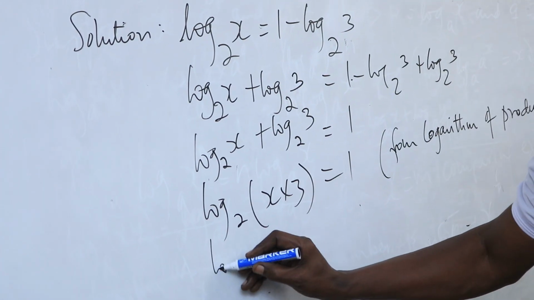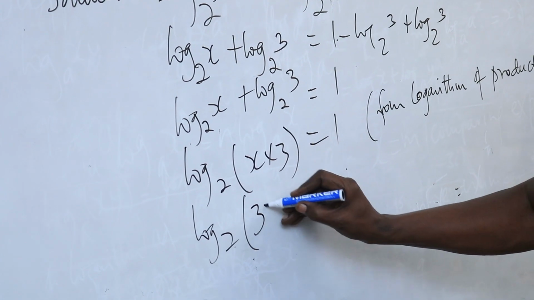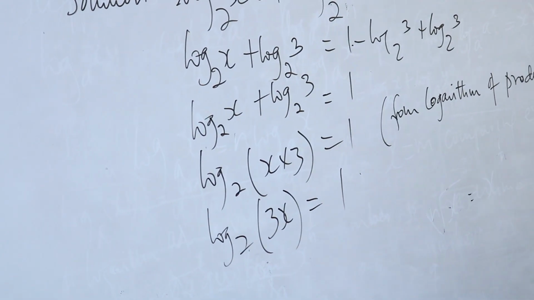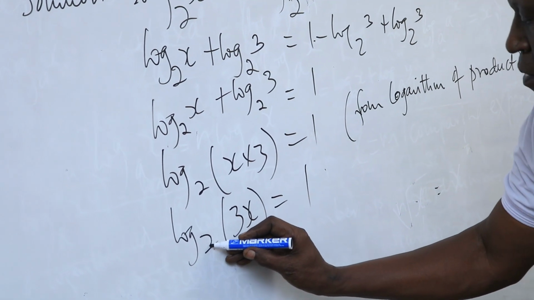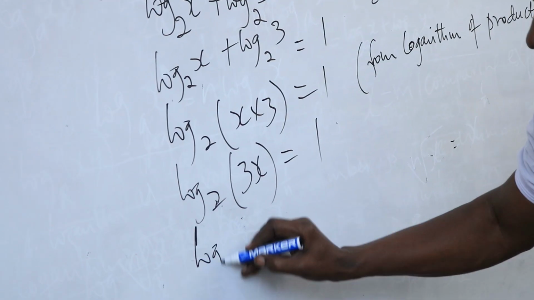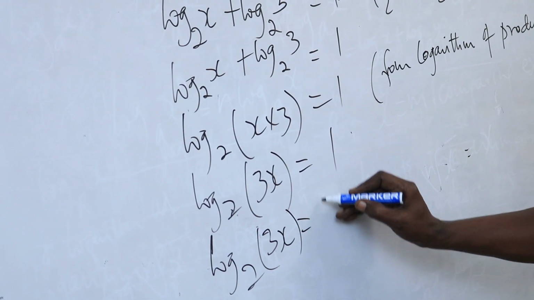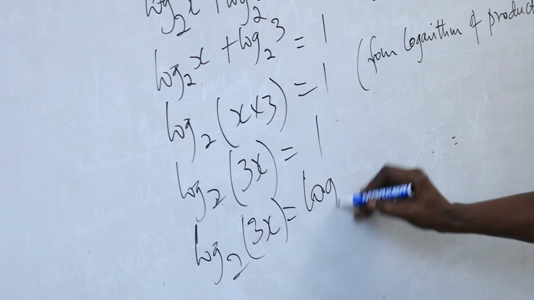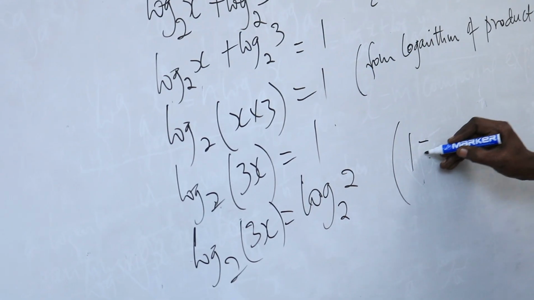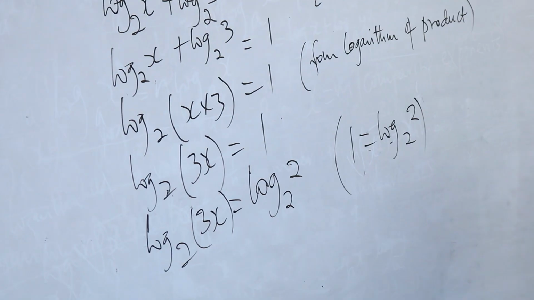This gives you logarithm x times 3, which is 3x, equals 1. And then we can even change this one, logarithm 3x, to be equal to logarithm 2 base 2. Remember, 1 can be written as logarithm 2 base 2.